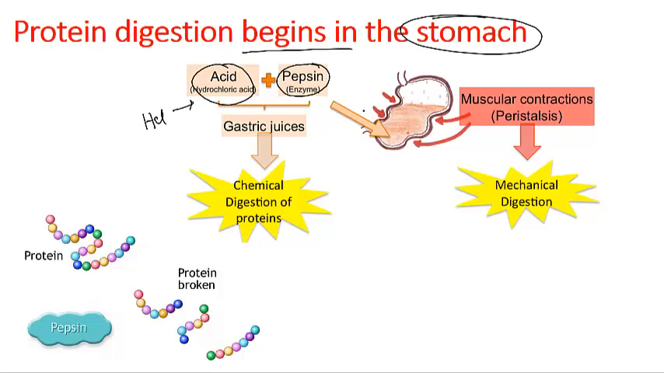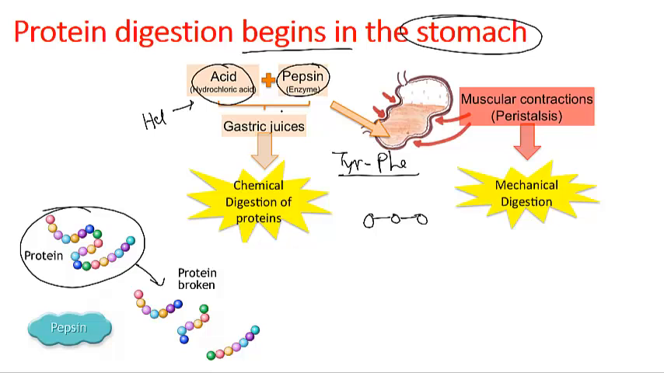While pepsin is activated, it breaks the peptide bond between tyrosine and phenylalanine. Remember, it breaks the bond in any amino acid sequence between tyrosine and phenylalanine into smaller pieces, producing peptide fragments that contain a small number of amino acids. So a larger protein is broken down by pepsin into smaller fragments of amino acid chains.